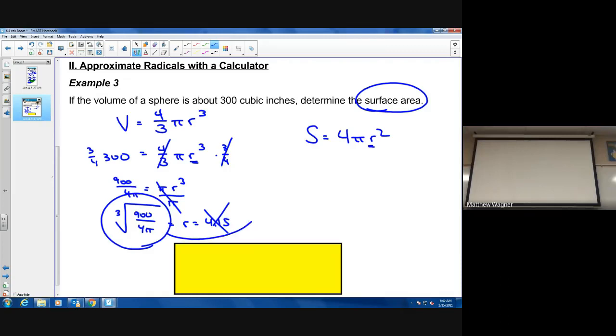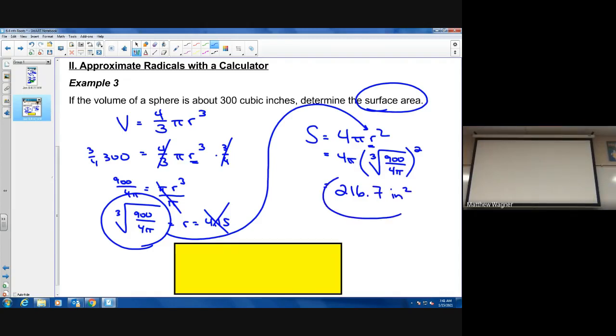That's what's called rounding error. You want to use this exact number in your problem, all right? Otherwise, you get what is called, again, rounding error. So we're going to use this number exactly. You probably can pull it from your calculator directly, all right? But we're going to take that number, whatever it is, we're going to square it and multiply it by 4 pi, and you should get 216.7 square inches. All right.